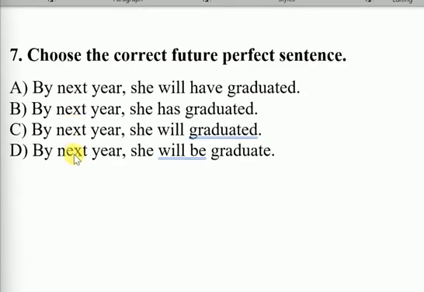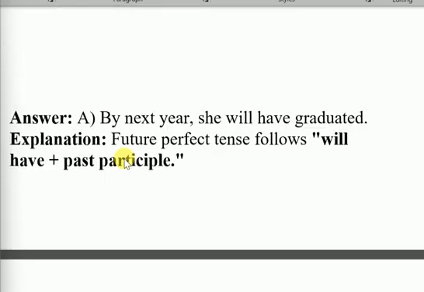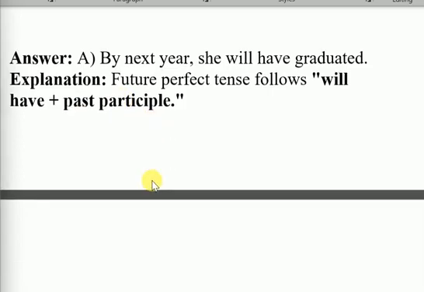7. Choose the correct future perfect sentence. A. By next year, she will have graduated. B. By next year, she has graduated. C. By next year, she will graduated. D. By next year, she will be graduate. Answer. A. By next year, she will have graduated. Explanation. Future perfect tense follows will have plus past participle.